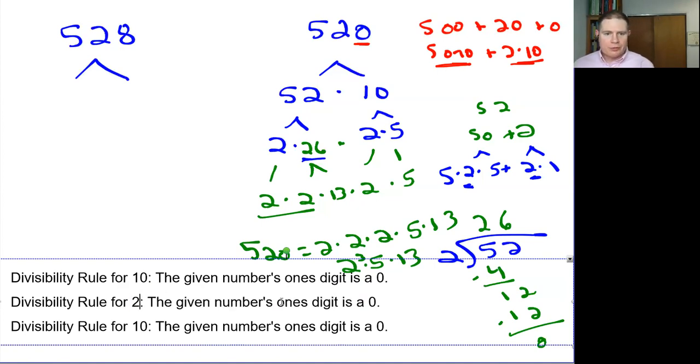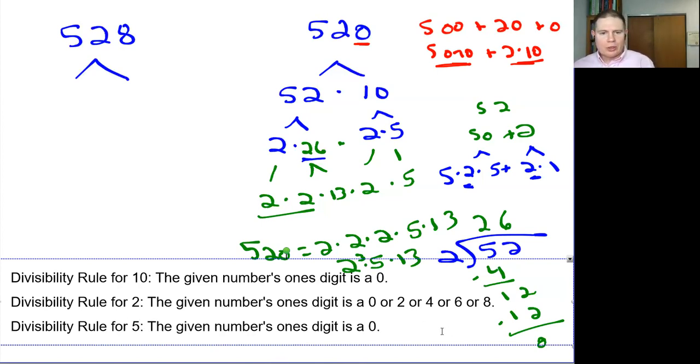Because 2 is a factor of 10, I only need to look at the ones digit. The ones digit has to be a multiple of 2, a single digit multiple of 2. So either 0 or 2 or 4 or 6 or 8. What's the other factor of 10? Good. I hope you said 5.